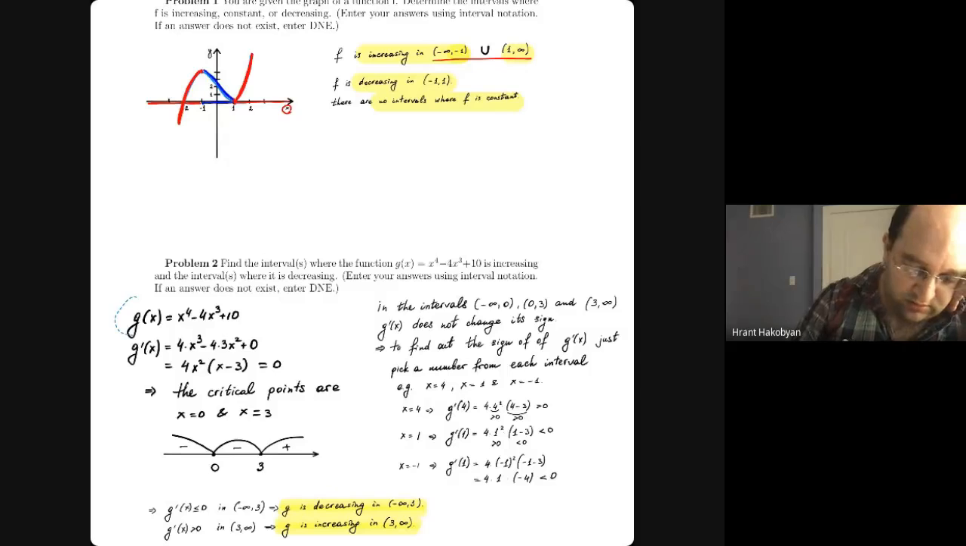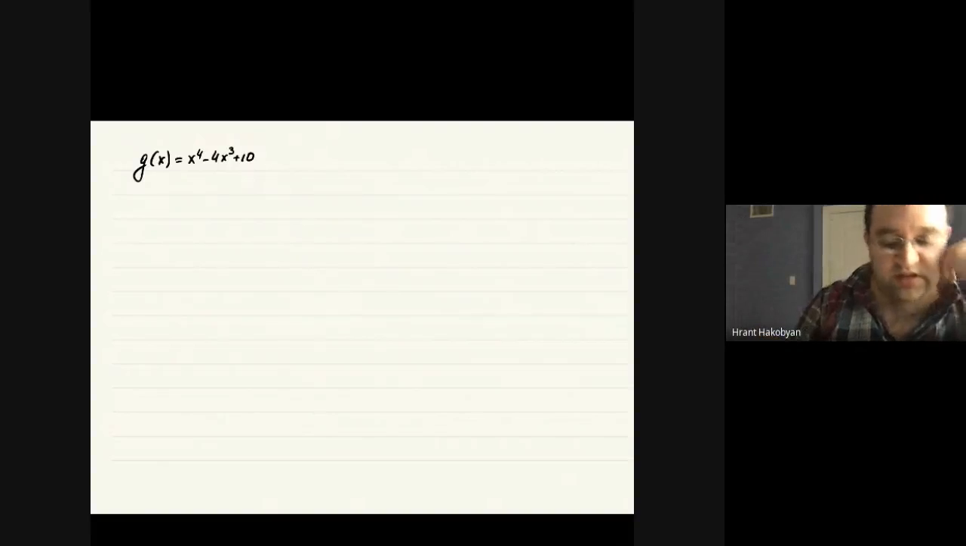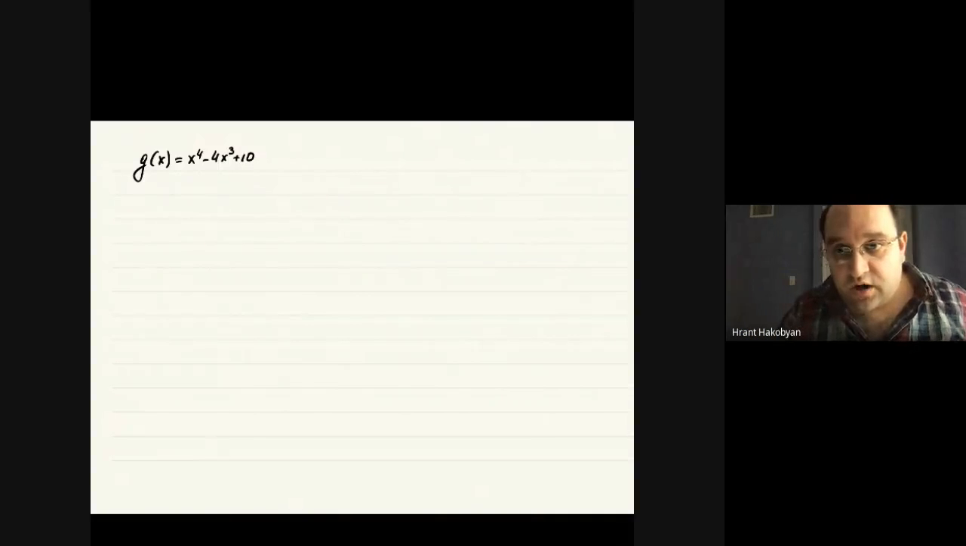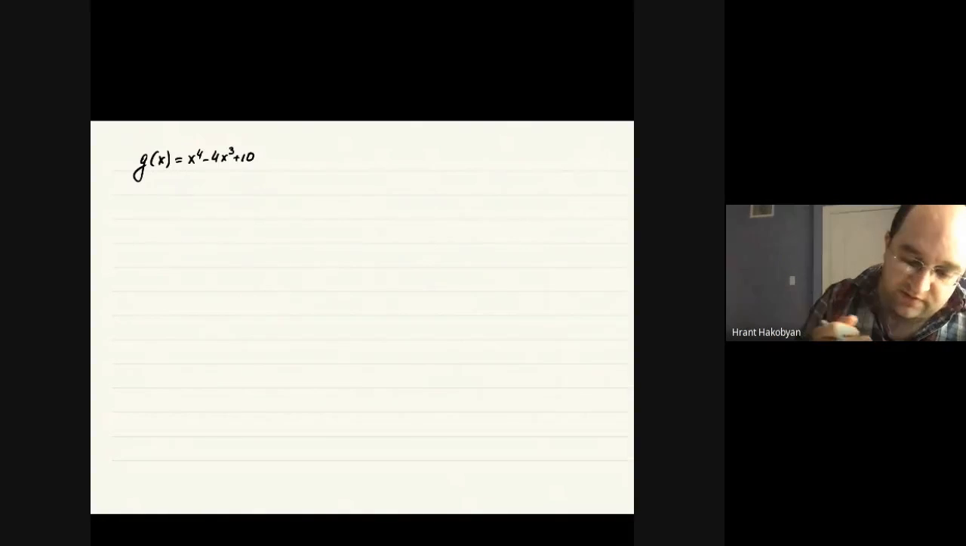So this is the function. Let me just copy it. Okay, so I want to find where this function is increasing or decreasing. Well, look, it's a complicated function. How do I know where it's increasing or decreasing? We find the derivative. So let's find the derivative here.